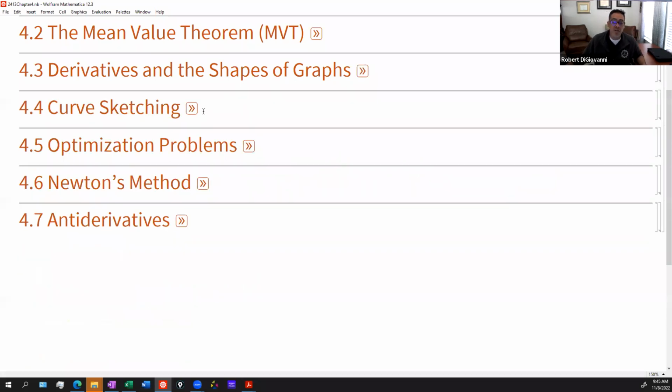So the next section is called curve sketching. And the way that you need to think about this is, right now, if we want to graph a function, we're going to go to Desmos, we're going to go to a computer, to graph a function, right?